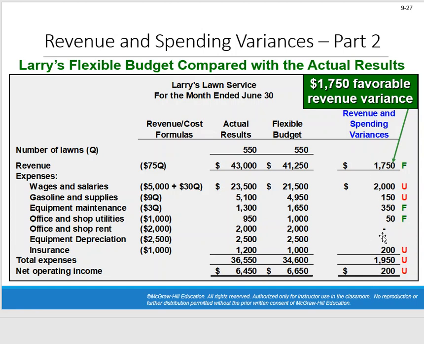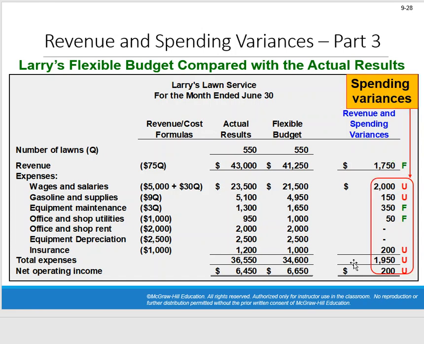So as you're adding up this column of numbers, you treat favorable as positive numbers and unfavorable as negative numbers. So we come up with a revenue and spending variance of 200 unfavorable, meaning that at our higher level of activity, we didn't do a great job controlling our costs because we came up with an unfavorable variance. And we can isolate this and say this is not due to a change in level of activity. This is due to our ability to control our costs. So those are our spending variances, obviously.